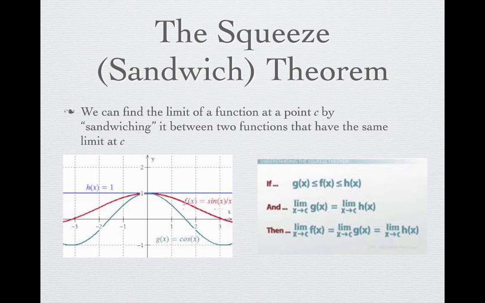It says, if g of x is less than or equal to f of x, which is less than or equal to h of x, and the limit as x approaches c of g of x, the green line, is the same as the limit as x approaches c of h of x, which is the blue line, then the limit of the function as x approaches c of f of x equals the limit as x approaches c of g of x, which is equal to the limit as x approaches c of h of x. Basically, what this is saying is if the two outer limits are the same, then the one between them must have the same limit. And this is the squeeze or sandwich theorem.